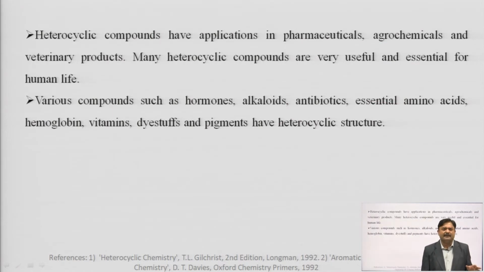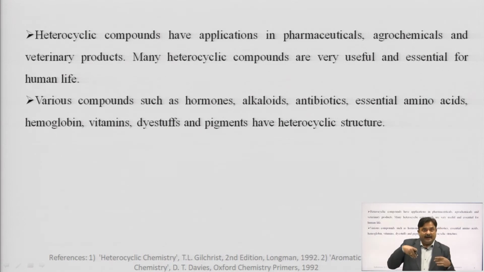Again, these heterocyclic moieties have large applications in pharmaceuticals, agrochemicals, and veterinary products. Many heterocyclic compounds are very useful, and essential for human life also. As I told you, in our body several biomolecules, enzymes, coenzymes, vitamins, and nucleic acids all have heterocyclic moieties in their structure. So, they have large importance. They are very useful and very essential for our human life.